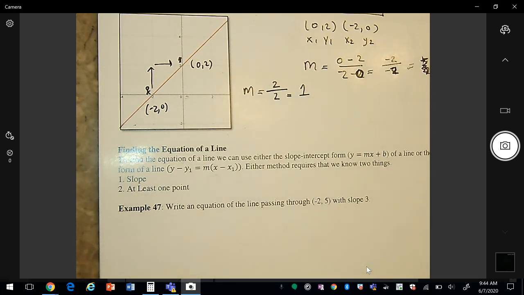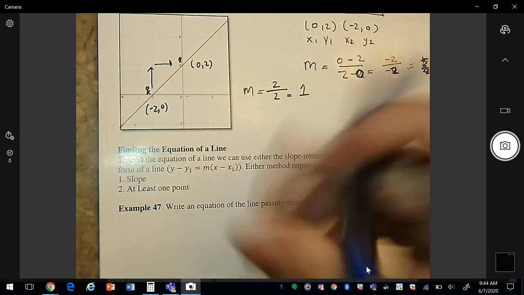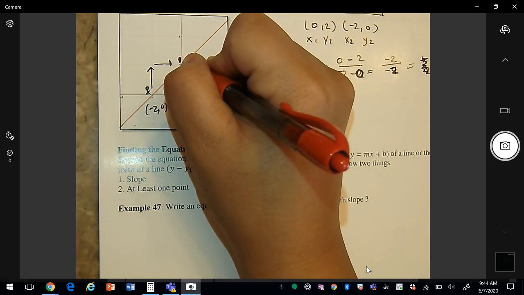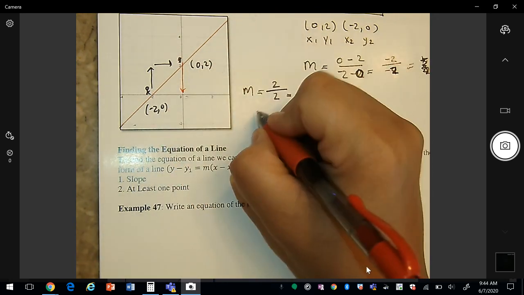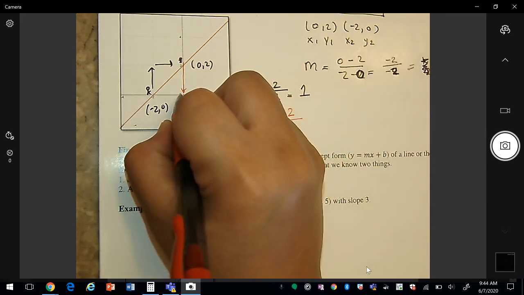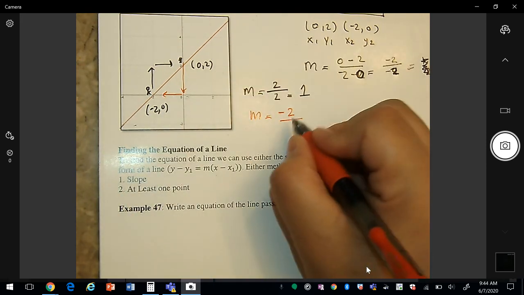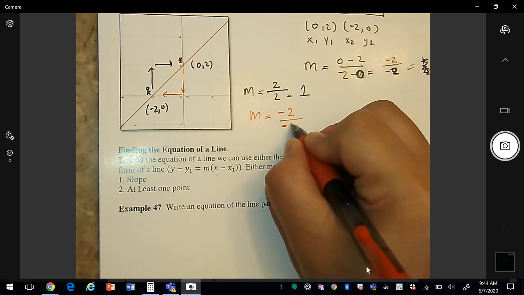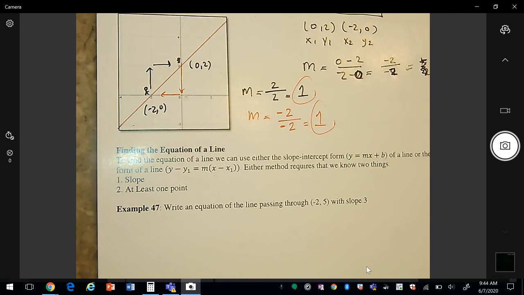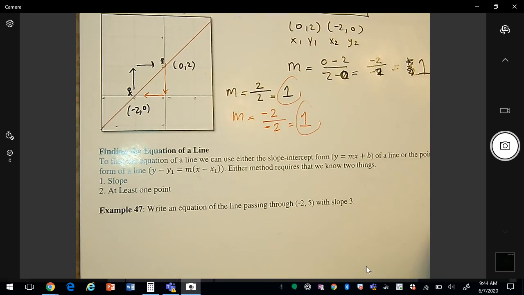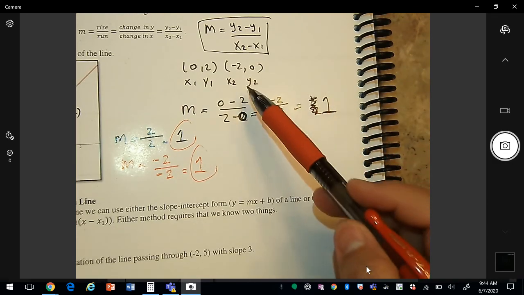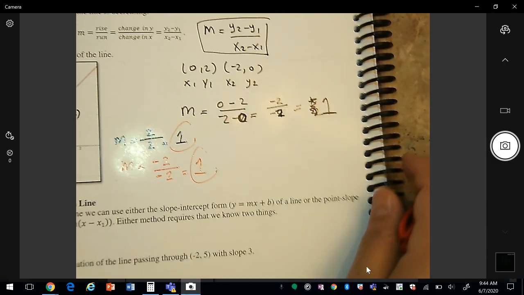But what if your friend had to go to you? So your friend would have to go down 2 units. Since your friend is going down, we represent that with a negative 2. And then they would have to go to the left 2 units. So left means we're going to represent with a negative. And you can see that we still get a positive 1. Okay, so those are two ways to find the slope. If you have a graph, you can use rise over run. If you have 2 points, then you can use a formula.